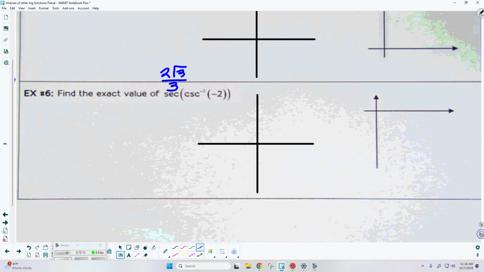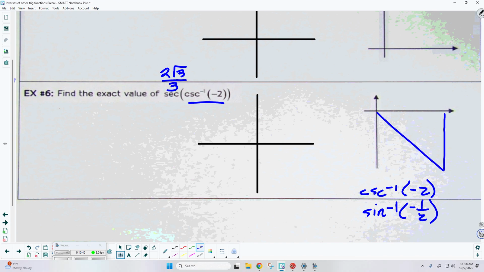So let's start with the first part right here. Let's see how we got that answer. So we have cosecant inverse of a -2. How am I going to rewrite that? So now it's going to become sine inverse of what? Sine inverse of a -1/2. Perfect. Okay. So what quadrant? 1 or 4? 4, because it's a -1/2.